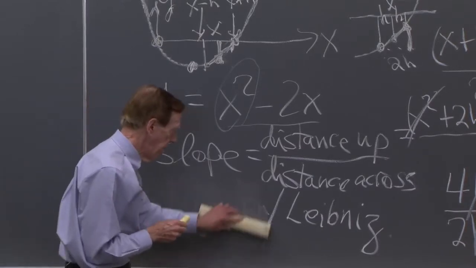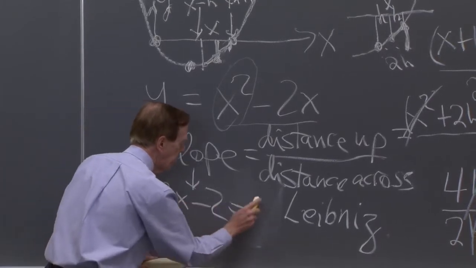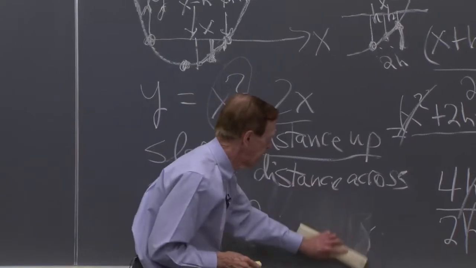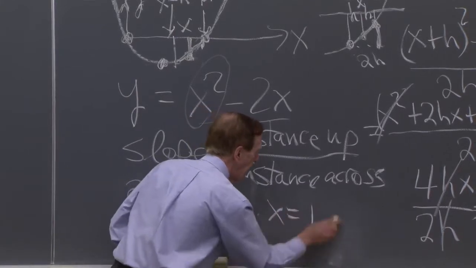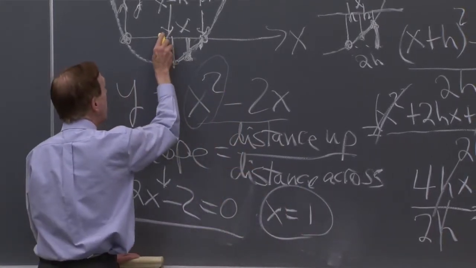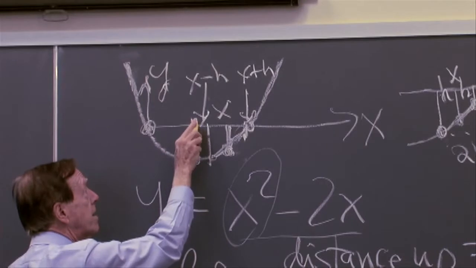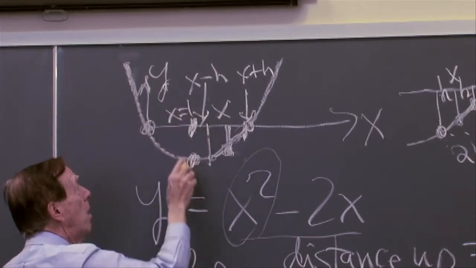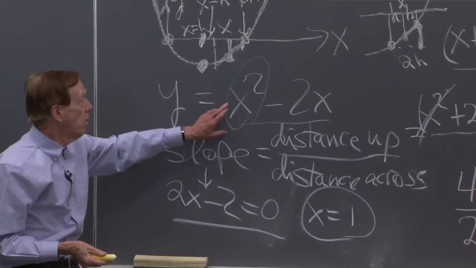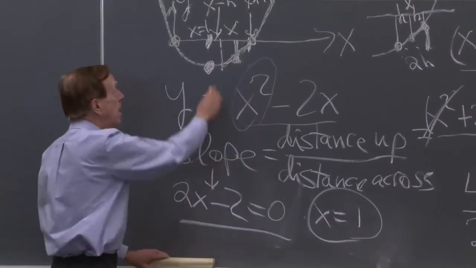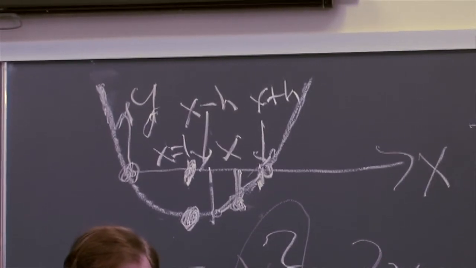I'll erase Newton, no offense. The slope is 2x minus 2, and I want that to be 0. I'll erase Leibniz, to be fair. That 0 is at x equal 1. That's the value of x, where now I could say, what is the bottom value? At x equal 1, y is 1 minus 2. It's down 1. So y equals minus 1 is the minimum of that parabola, that graph.